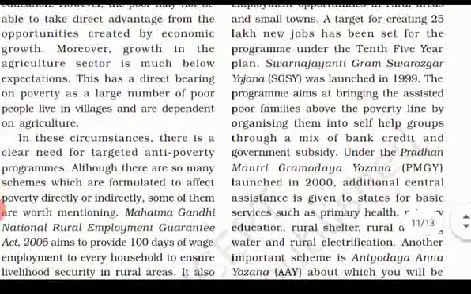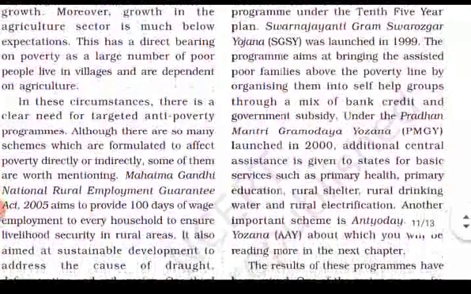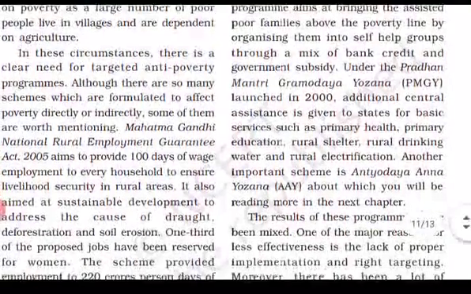Another is the Pradhan Mantri Gramodaya Yojana, PMGY, launched in 2000. Additional central assistance is given to the states for basic services such as primary health, primary education, rural shelter, rural drinking water, and rural electrification. So this is under the PMGY. Another is the Antyodaya Anna Yojana. The details about this Antyodaya Anna Yojana are there in your food security chapter, the last chapter. So we will learn about this in that chapter.